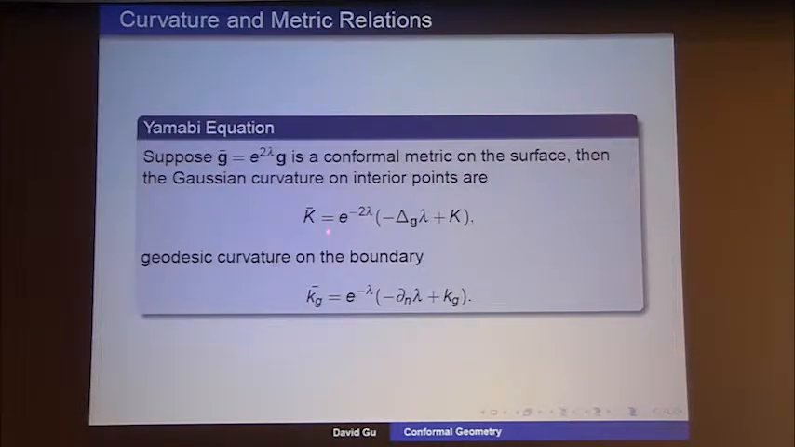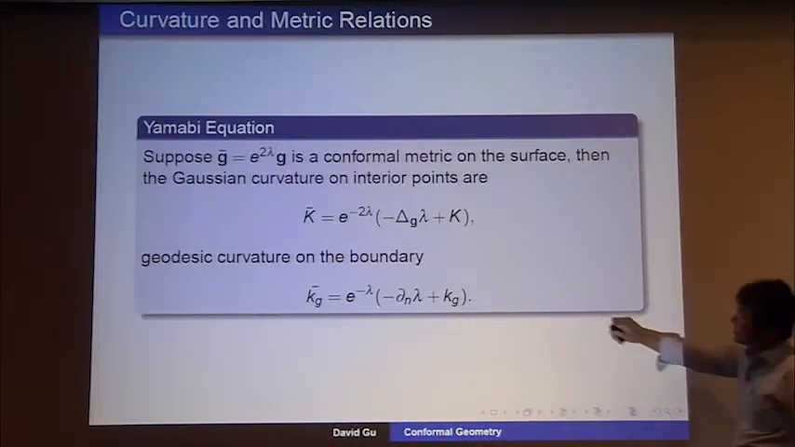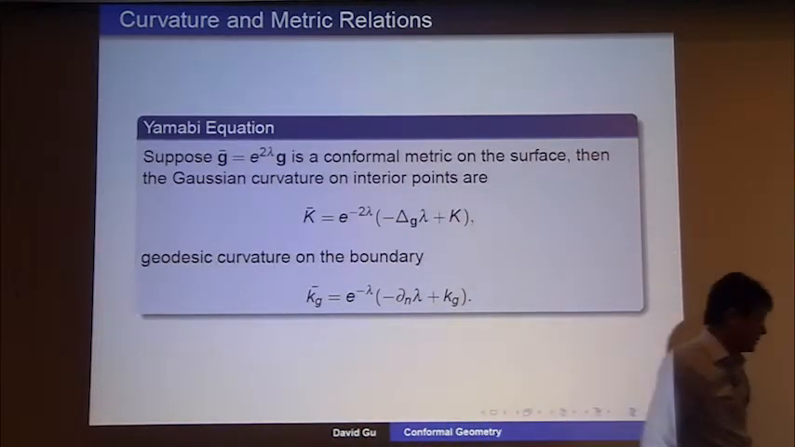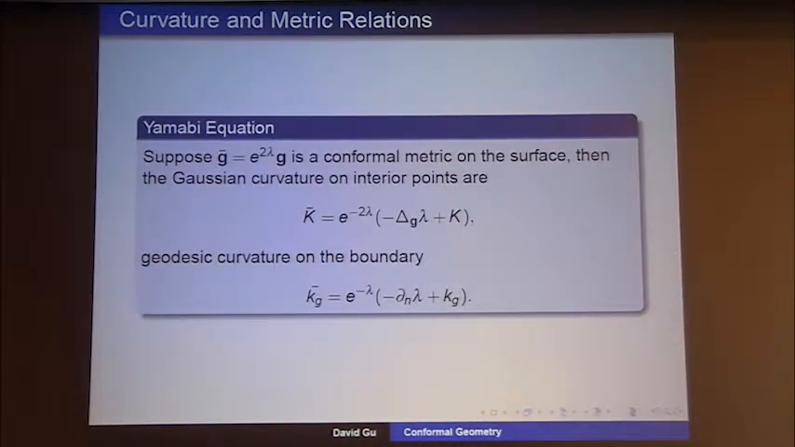In this equation, K̄ is the condition we want to reach, λ is the unknown, g is the known metric, and K is the original Gaussian curvature. We want to solve this equation. This equation is highly nonlinear. We cannot solve it using conventional PDE methods, such as the finite element method. It's unclear whether we can solve this using a level set method either.